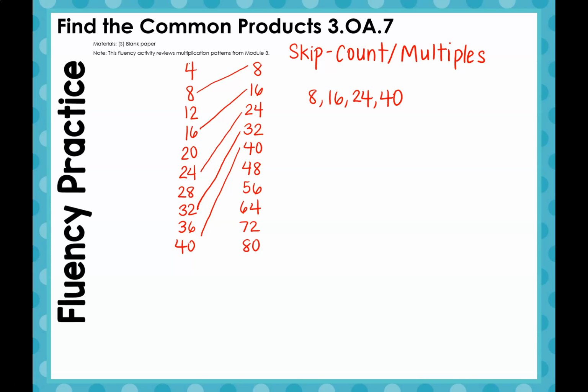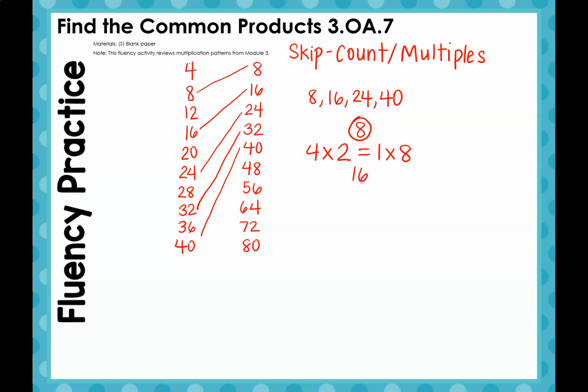So let's look at what these have in common. Let's take the number 8, for example. When we look at the multiples of 4, what do we multiply by 4 to get 8? We multiply it by 2. So to get 8, we take 4 times 2, or 2 times 4. Now if we're looking at our 8s, what do we have to multiply to get 8? Just 1, because anything times 1 equals itself. So therefore, we can say that 4 times 2 is the same thing as 1 times 8.